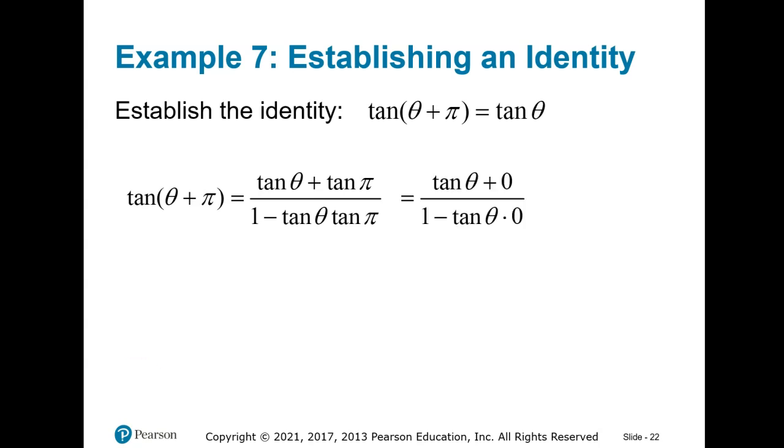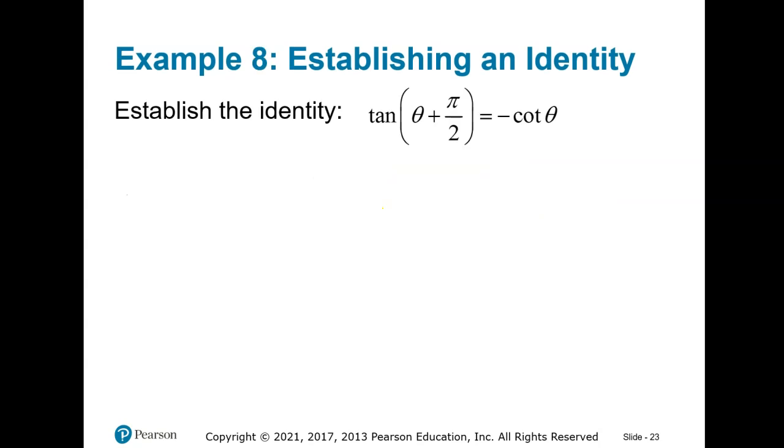Recall the tangent of pi is equal to 0. So right here, everywhere we're seeing tangent pi, it's been replaced with 0. So we're adding 0 to tangent, so we're just going to get tangent. But then we're multiplying 0 times tangent in the denominator. So we're just going to write that as 1 minus 0, which is just 1. So we have tangent plus 0, which is tangent, divided by 1 minus 0, which is 1. So tangent divided by 1 is just tangent.